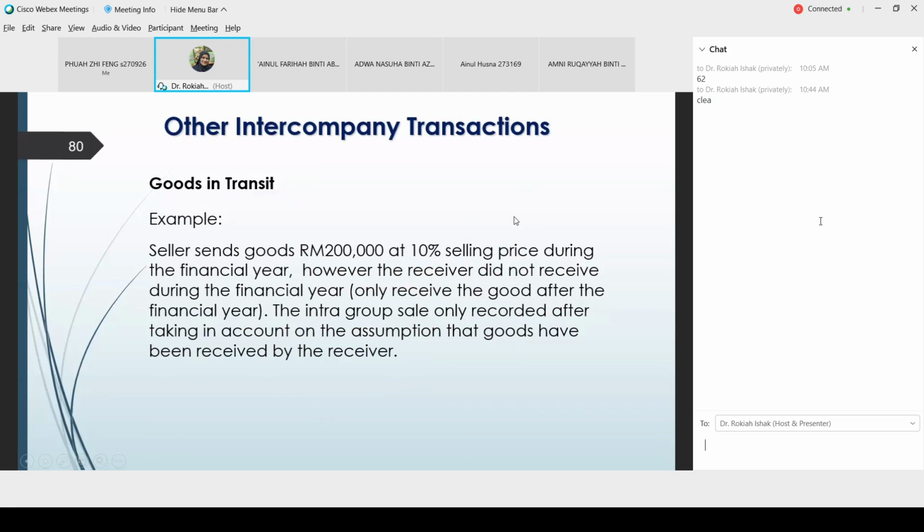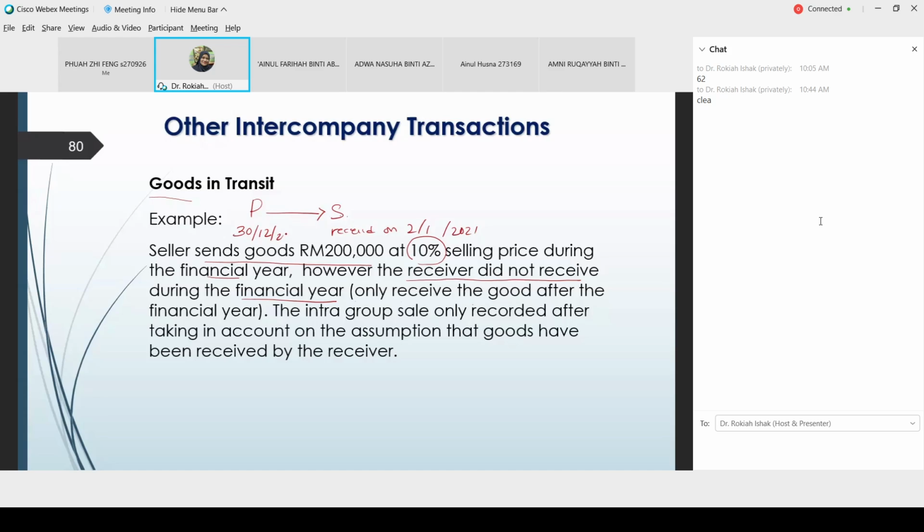So the next one you have goods in transit. So goods in transit here is where the seller sends goods, 200 at 10% selling price, during the financial year. However, the buyer does not receive them during the financial year, only after the financial year. Let's say there is a sale from parent to subsidiary. Let's say the sale was sent on 30th December. They're going to close the account on 31st December, and then the subsidiary only receives it on 2nd of January, let's say 2021.